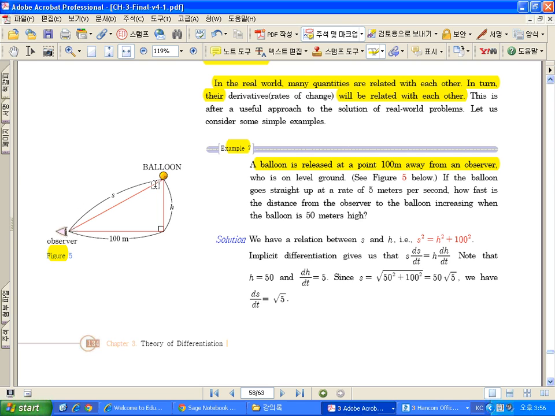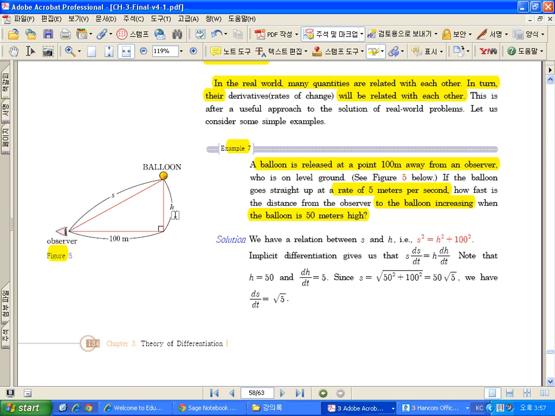This S is 100, who is on level ground. It's level ground, 100 meters here. If the balloon goes straight up at the rate of 5 meters per second, so the balloon starts from here and goes up, then how fast is the distance from the observer to the balloon increasing when the balloon is 50 meters high?